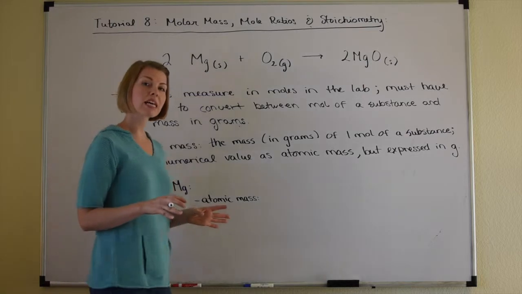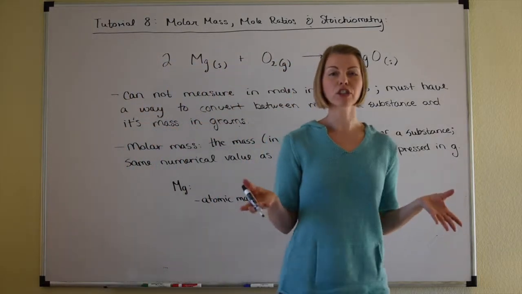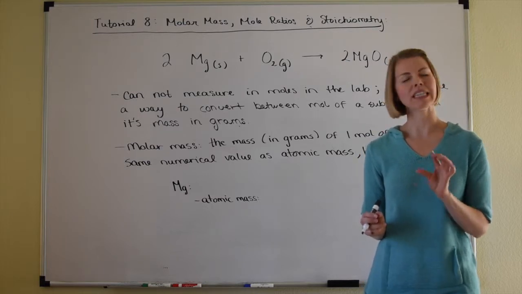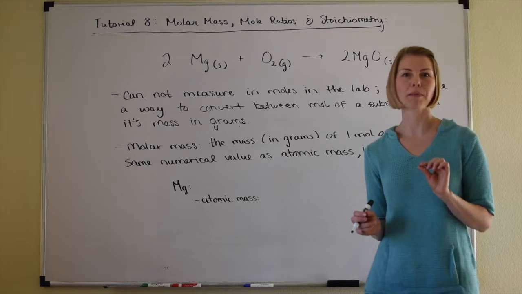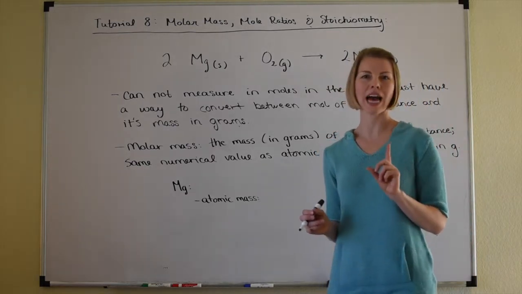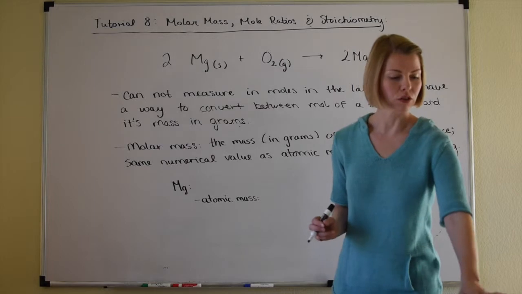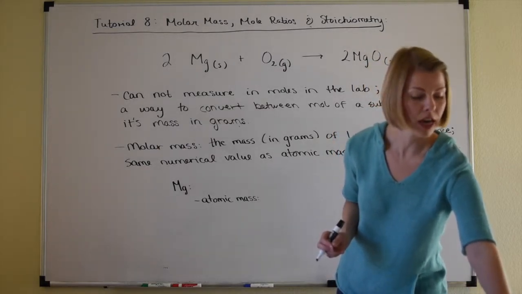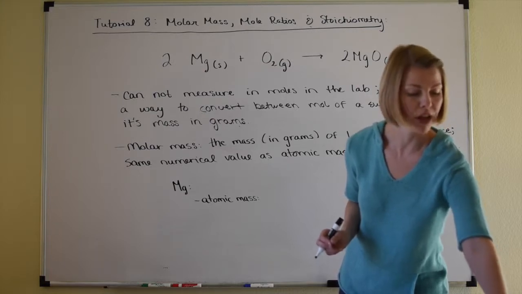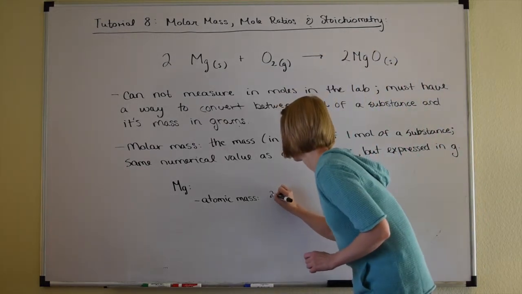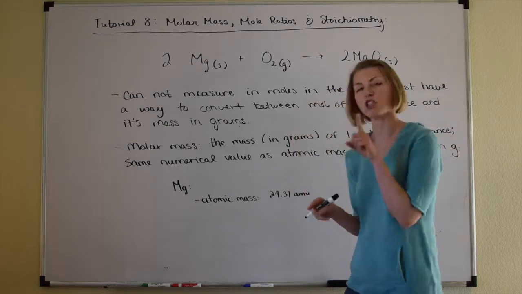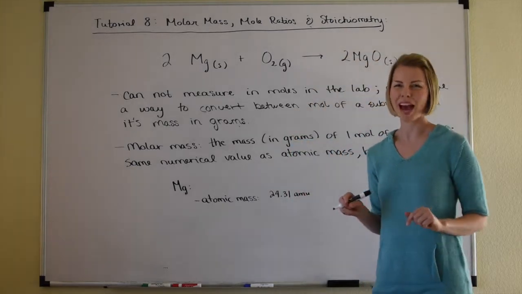Remember that the atomic mass is the weighted average mass of one atom of the element, and so it's given in a very tiny unit of atomic mass units, the mass of just one single atom, very, very tiny. Okay, so grab your periodic table, look up magnesium. It is a group 2A metal, and I'm going to go ahead and round to the 100th decimal place, so 24.31 atomic mass units. Now that's the mass of just one little teeny tiny magnesium atom.